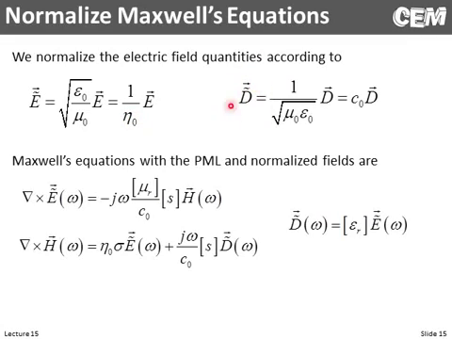Well, the D field, since we're using this, that's also an electric field quantity, and it is E over epsilon. And so it is normalized this way, a little bit different than the E field. So E and D are normalized a little bit differently. But we can plug our normalized parameters now back into Maxwell's equations. And this is what we're going to proceed with.